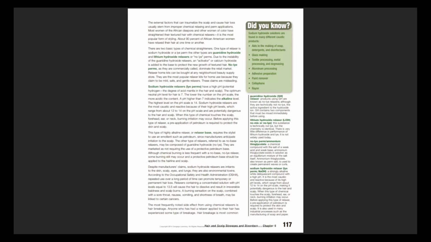These claims are misleading. Sodium hydroxide relaxers, lye perms, have a high pH, potential hydrogen, the degree of acid mantle in the hair and scalp. The optimal neutral pH level for hair is 7. The lower the number on the pH scale, the more acidic the content. A pH higher than 7 indicates the alkaline level. The highest level on the pH scale is 14. Sodium hydroxide relaxers are the most caustic and reactive because of their pH levels, which range from about 12 to 14 on the pH scale and are potentially dangerous to the hair and scalp.